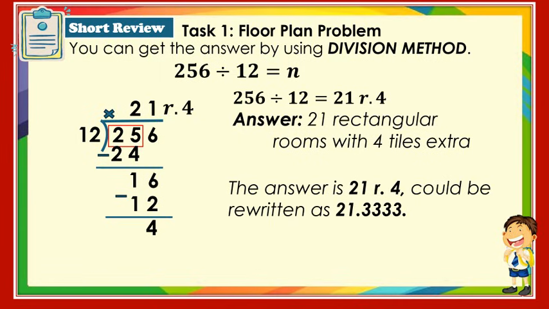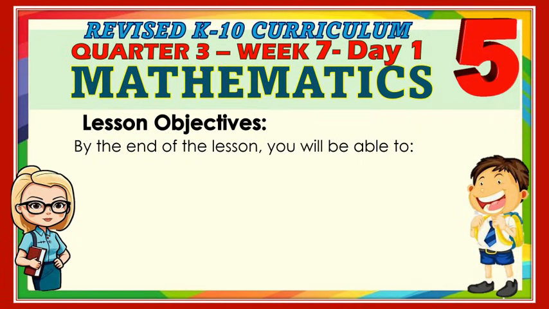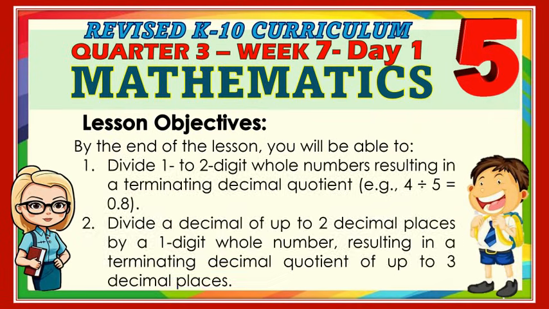For our lesson objectives, by the end of the lesson, you'll be able to: number 1, divide 1- to 2-digit whole numbers resulting in a terminating decimal quotient. Example, 4 divided by 5 is 8/10. Number 2, divide a decimal of up to 2 decimal places by a 1-digit whole number resulting in a terminating decimal quotient of up to 3 decimal places.